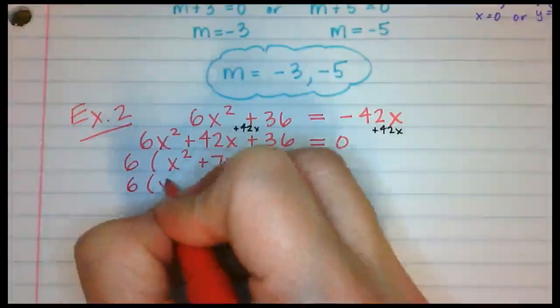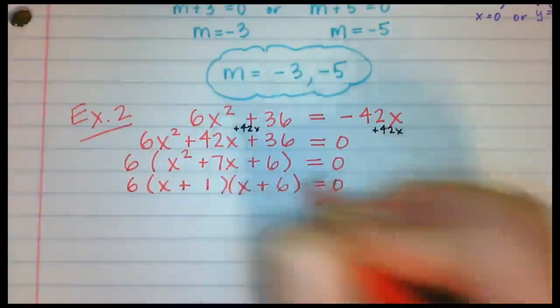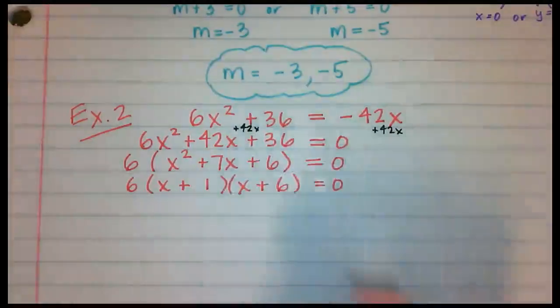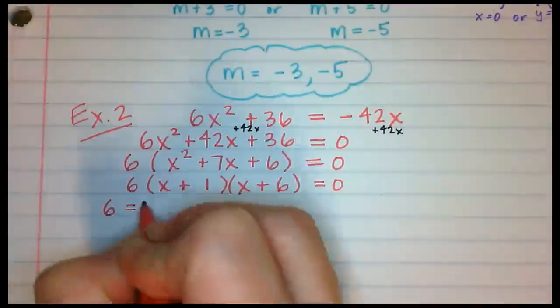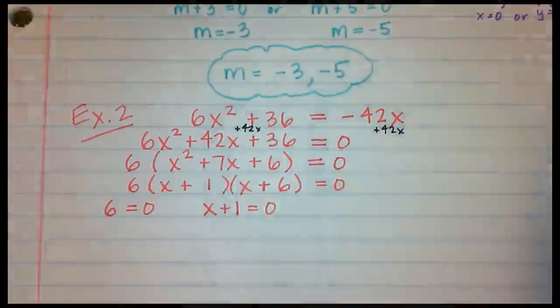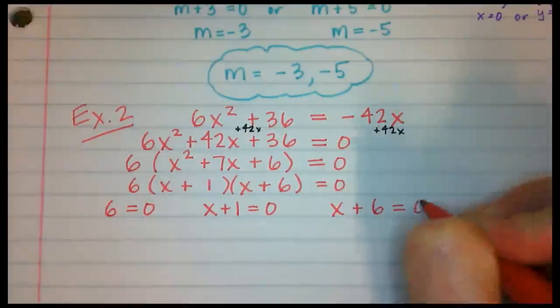So numbers that multiply to be 6 but add up to 7 would be 1 and 6. So now step number 2 is complete. I have factored this completely. Step 3, we're going to set each factor equal to 0. So 6 was a factor, x plus 1 is a factor, and x plus 6 is a factor.